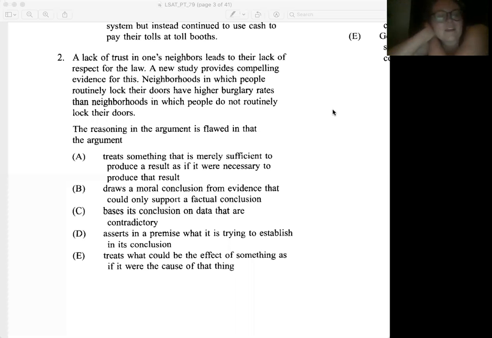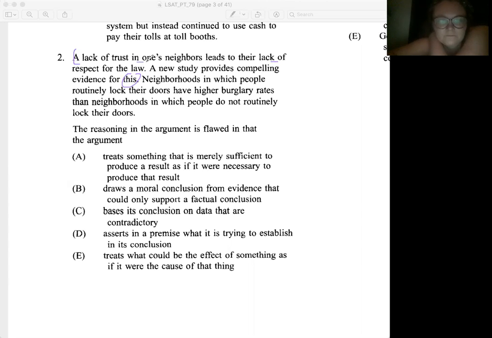All right, number 2. A lack of trust in one's neighbors leads to their lack of respect for the law. All right, so having a lack of trust in your neighbors leads to them having a lack of respect for the law. A new study provides compelling evidence for this. All right, so whenever it says "this," just make sure we know what it's referring to, and it's the sentence before.